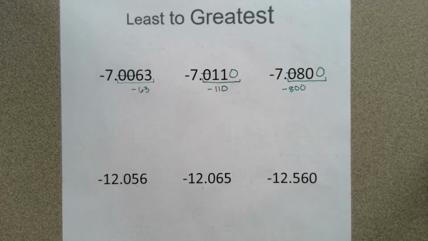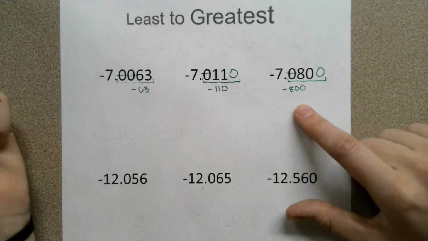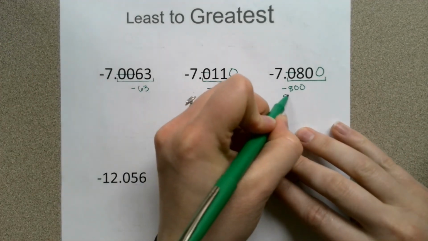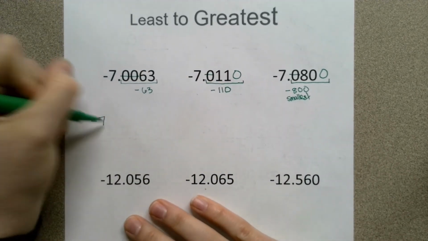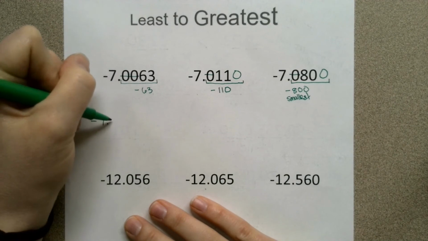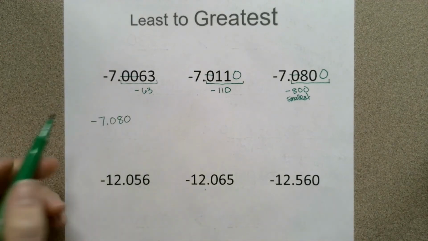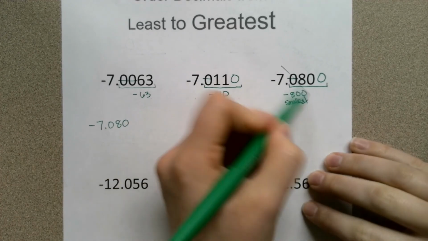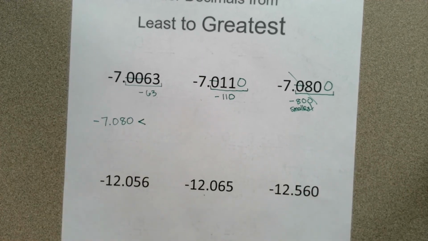When we're looking at these three, -800 is way farther from 0. It is the farthest from 0, and because of that, it has the smallest value. So we want to list that one first. The original form, -7 and 80 thousandths. And we'll write it the way it was given to us. So we've taken care of that one. That one's going to be less than anything else.